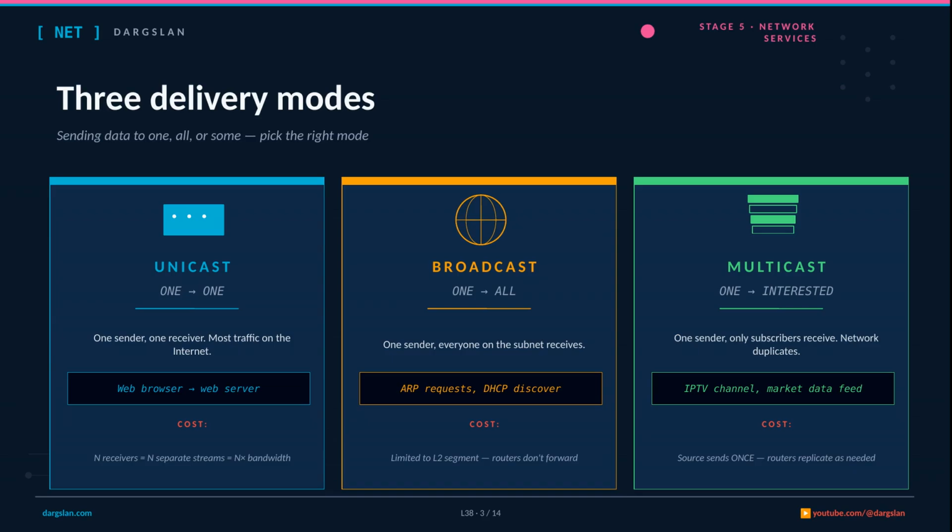Unicast is one-to-one, your browser talking to a web server. Simple, but every additional receiver means another full stream, so bandwidth scales linearly. Broadcast is one-to-all on the local subnet, useful for things like ARP and DHCP discovery, but routers won't forward it, so it can't leave the segment. Multicast sits between them. The source sends a single stream, and the network itself replicates it only toward the receivers who actually asked for it. That last idea, send once, replicate as needed, is the whole reason multicast exists.